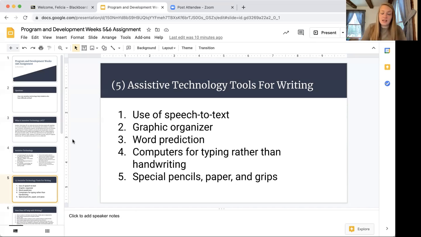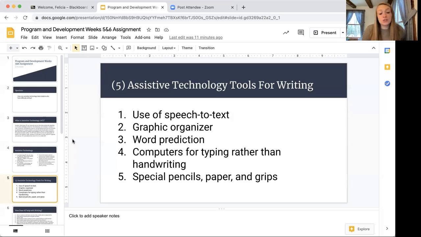So word prediction. I thought this one was absolutely amazing. I definitely have not used it with my students, but I think it would be very beneficial because a lot of these students who are having difficulties writing have issues spelling. And so the word prediction really helps them figure out the word, and it doesn't block them, like it doesn't give them writer's block or make them frustrated. It helps them figure out the word and then continue on writing. So I think word prediction is definitely beneficial.